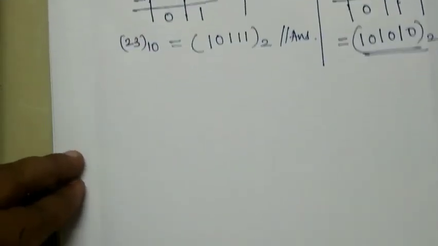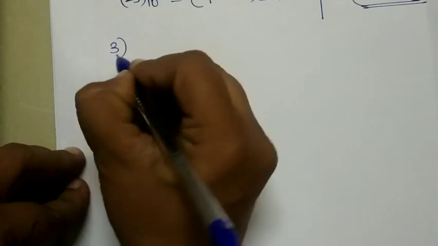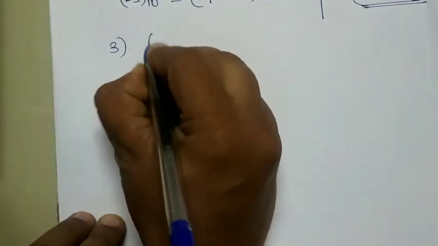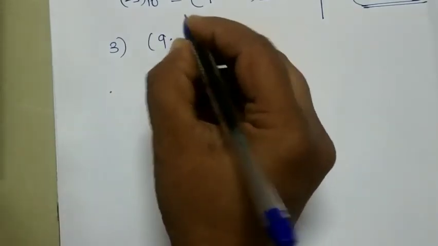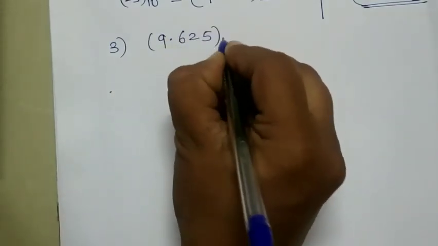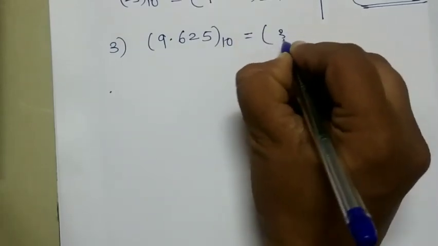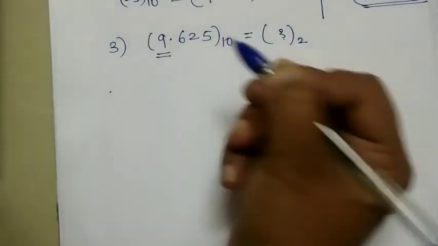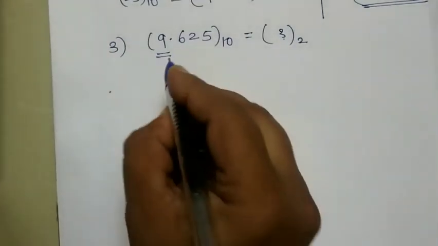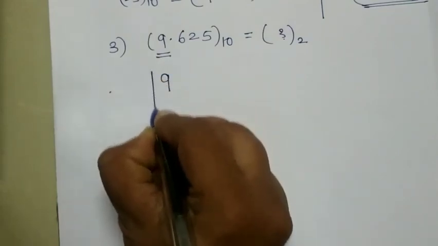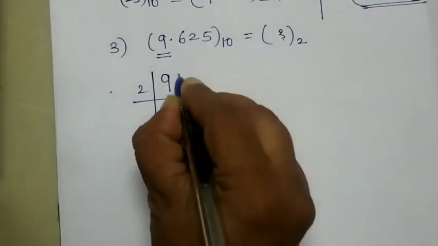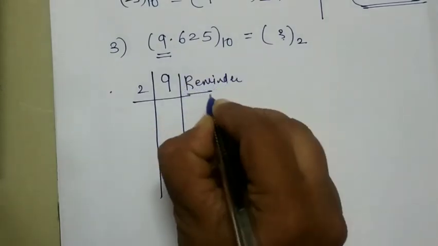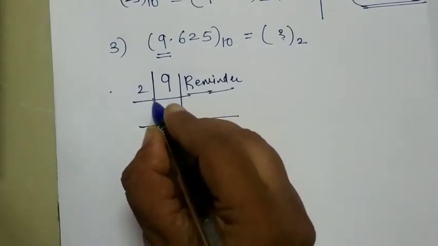Now we'll consider one more example. Now we are going to consider a fractional number also. The example is 9.625 to the base 10, and we are going to convert this into its equivalent binary number. First convert the decimal number 9 into a binary number. How can we convert? Just divide this 9 by 2 and write down the remainder here.